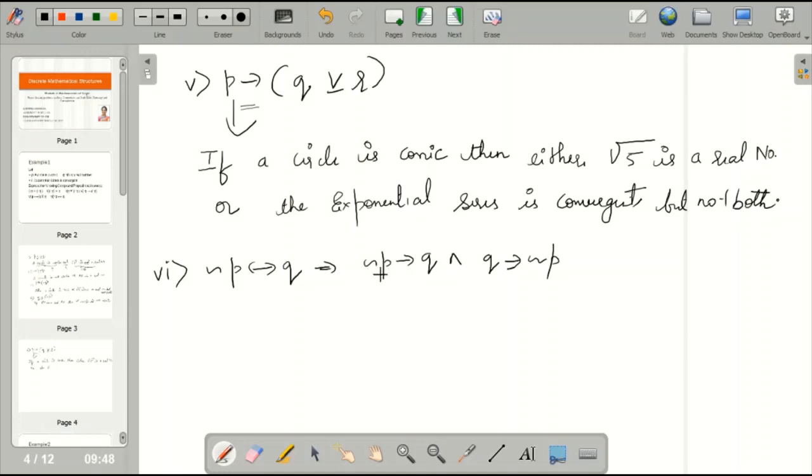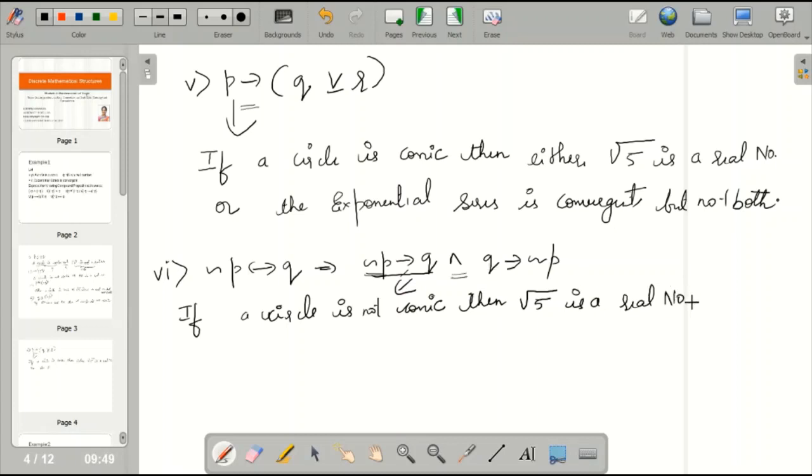Statement meaning is if a circle is not conic, then root 5 is a real number, and if root 5 is a real number, then a circle is not conic. So write the statement over here: if negation of P. What is negation of P? I'm writing this, okay? If a circle is not conic, then root 5 is a real number. Okay, I completed this statement.